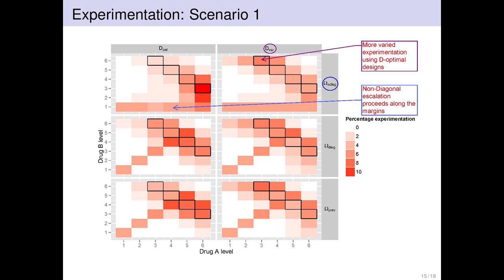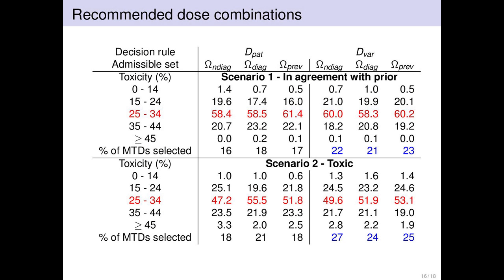So if we look at what the designs recommend at the end of the phase 1 trial, we're seeing that approximately 60% of the recommendations have toxicity within the target range. That's doing quite well, but there isn't too much difference between the different designs in that respect. What we do see is that the variance gain approaches select more MTDs for selection for phase 2. The reason for that is because they're experimenting more during the trial, and we can only recommend doses that have been experimented on. We see similar patterns in scenario 2, with slightly better recommendation percentages for the diagonal compared to the non-diagonal approaches.